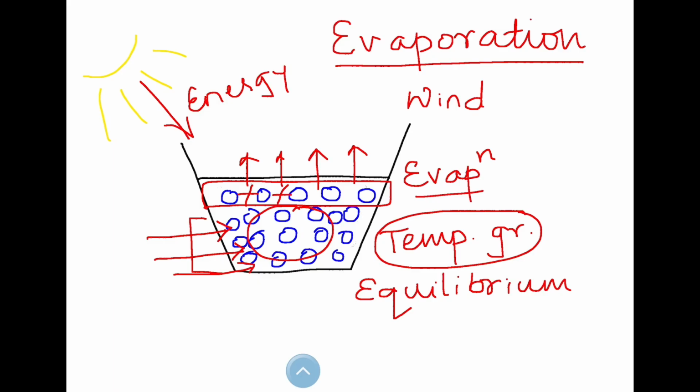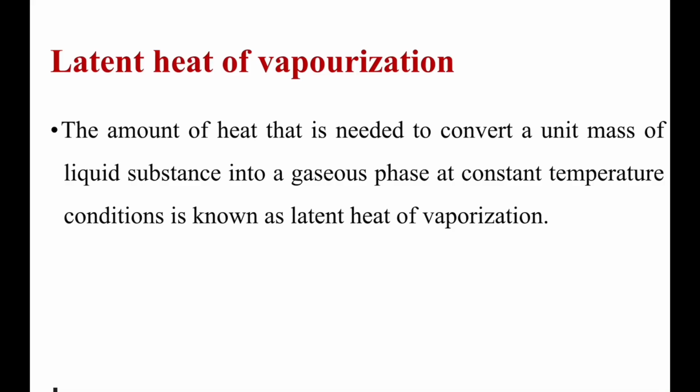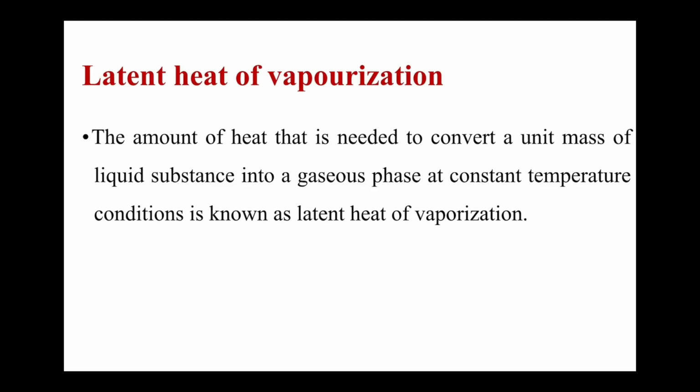So this kind of vaporization of a liquid that happens using its own heat that it has taken from the surroundings is called evaporation. The heat energy required for this process is termed the latent heat of vaporization. The amount of heat that is needed to convert the unit mass of liquid substance into a gaseous phase at constant temperature conditions is known as latent heat of vaporization.